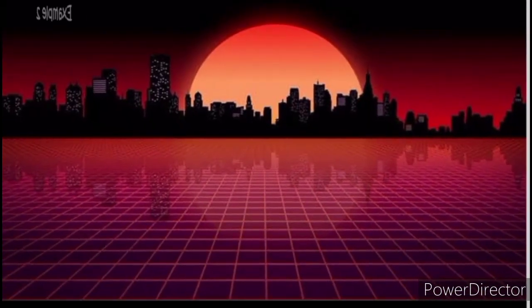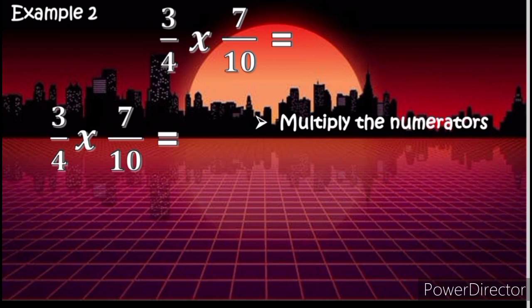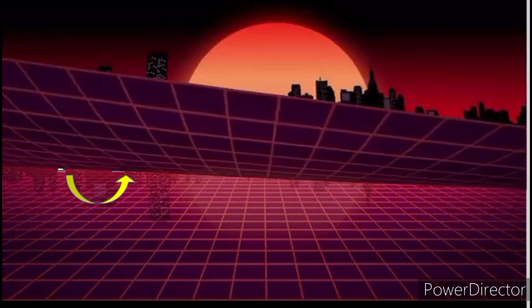Let's proceed to example number 2. 3 over 4 times 7 over 10. Using this solution, what will be our answer? First, multiply the numerators. 3 times 7 is equal to 21. Now multiply the denominators. 4 times 10 is equal to 40. 21 over 40 is the final answer.